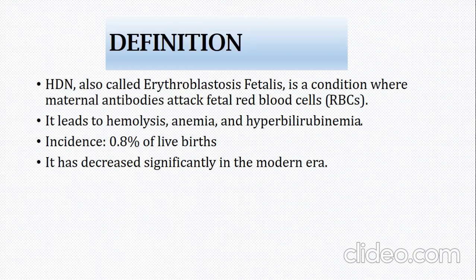The incidence of hemolytic disease of newborn is variable, of course, depending on the population and the presence of risk factors. In the general population, the rhesus incompatibilities account for about 0.8% of live births. But this is significantly reduced in countries where the rhesus immunoglobulin, RhoGAM, is now routinely given to all rhesus negative mothers.